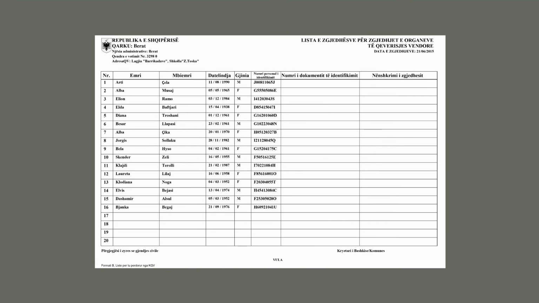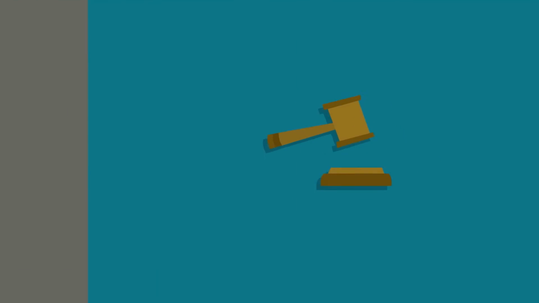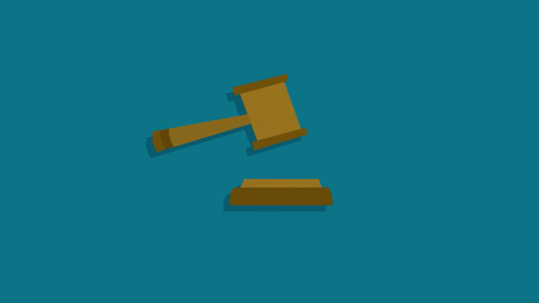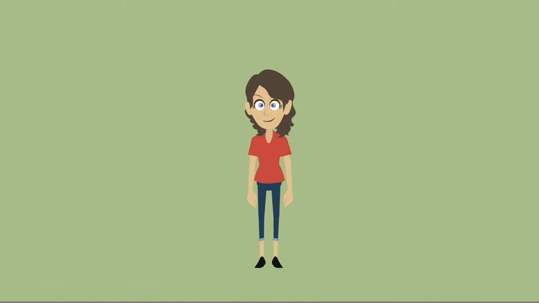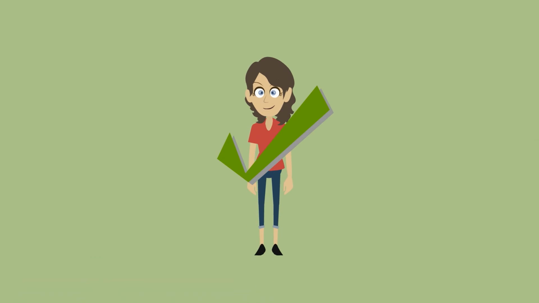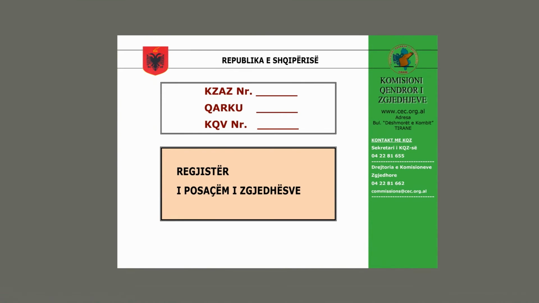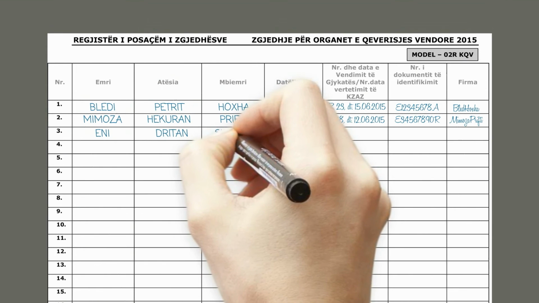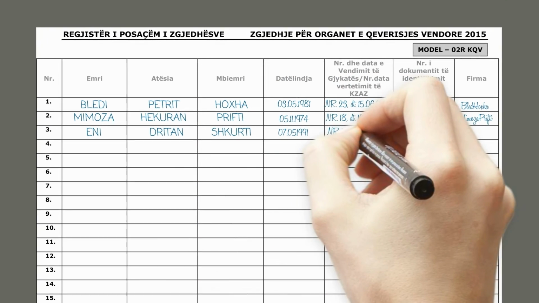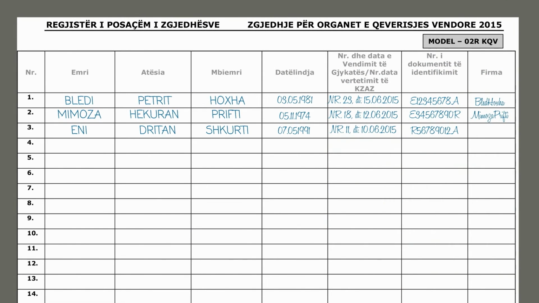For example, if a voter was not on the voters list but has obtained a court decision recognizing her right to vote in that voting center, then she has the right to vote. Here, the VC Commission will use the special register to record the voter's name, father's name, date of birth, identity document number, as well as the number of the court decision.